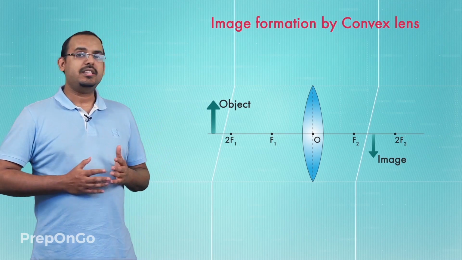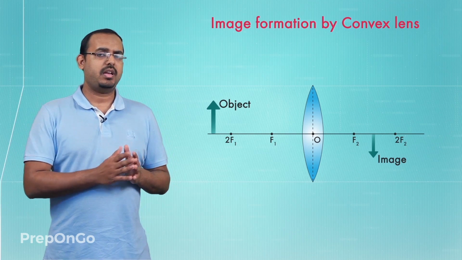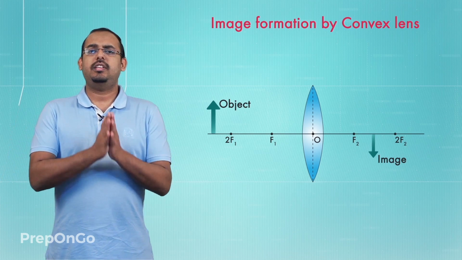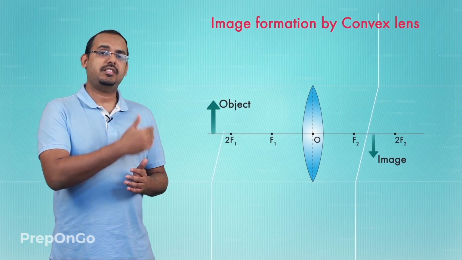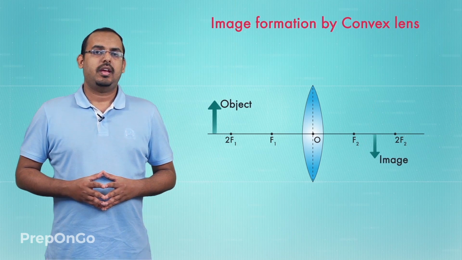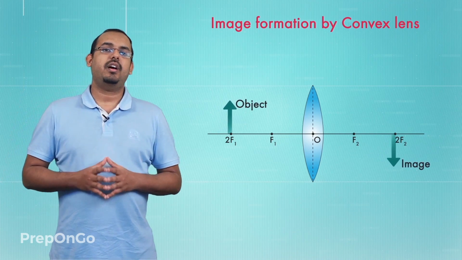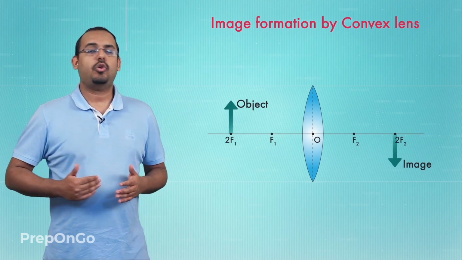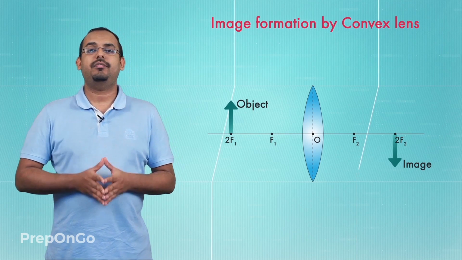In the second case, where we had placed the object somewhere between 2F1 and infinity, we got the image positioned between the focus, which is F2, and 2F2 of the convex lens. As we move the object even closer, when we place the object at 2F1, we could observe that the image also moved away from the convex lens and it got placed at 2F2.